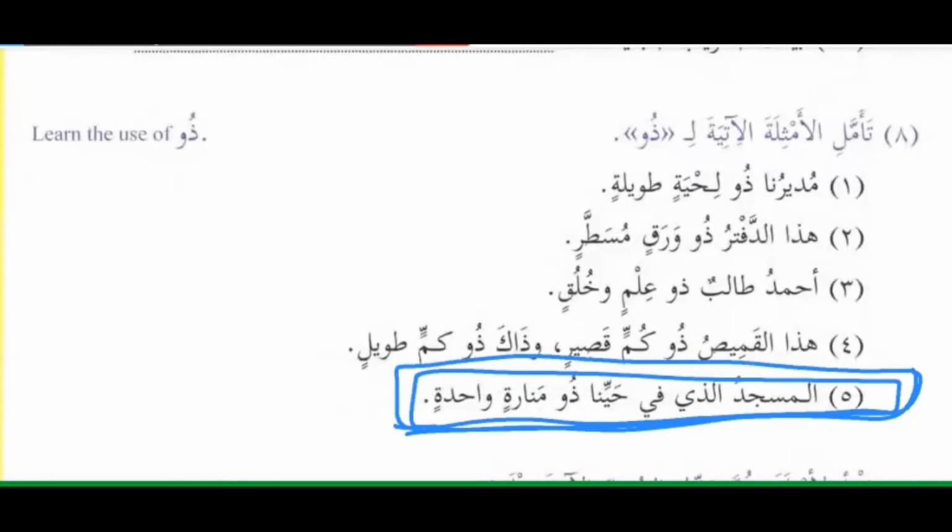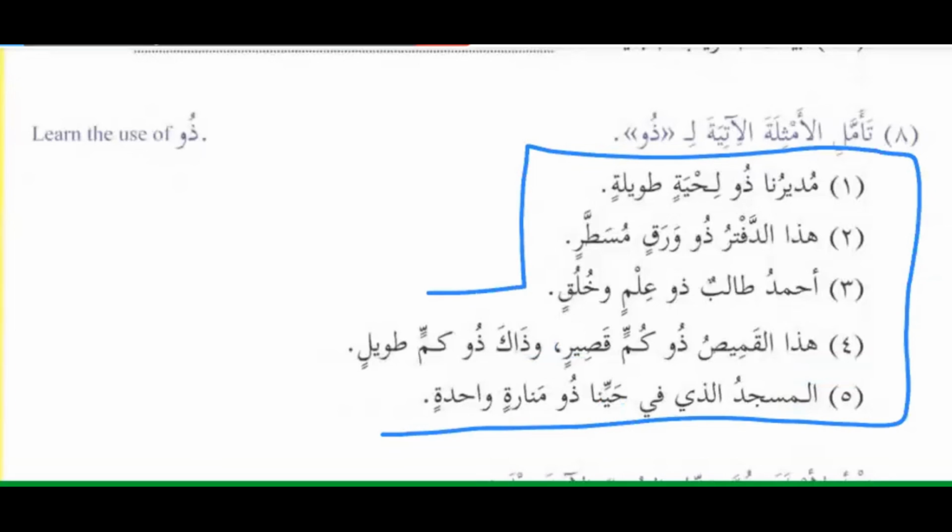Al masjidu, masjid allazi. Allazi is ismul mawsula, fi is harf jar, hayy is ism majroor, wa huwa mudaf, na is mudaf ilay, zu is asmaul khamsa, manaratin is mudaf ilay, wa huwa man'ud, and wahidatin is nat. So this is a big sentence. So this is a sifa and this is a mawsuf, and this is a nat man'ud, this is a nat, and this is man'ud. These are the sentences.